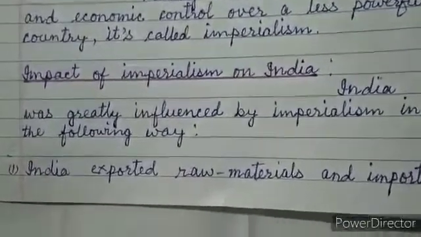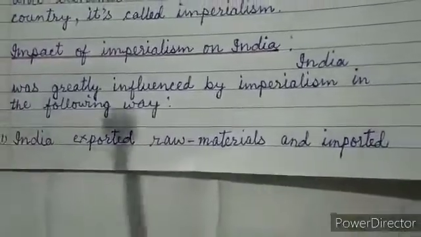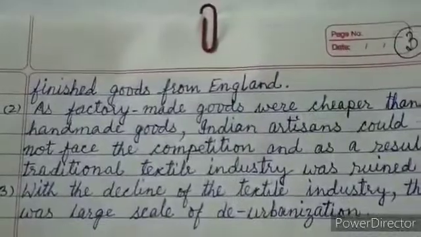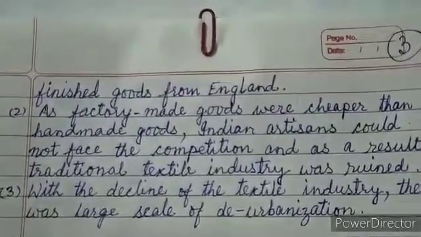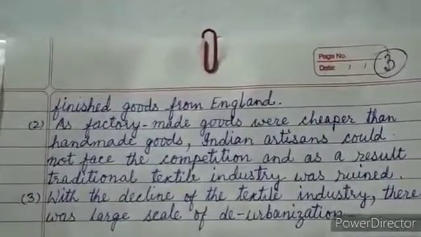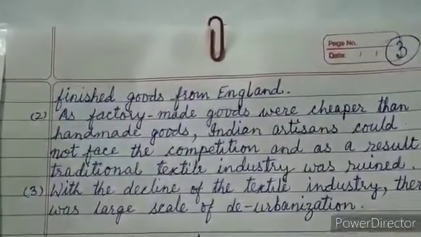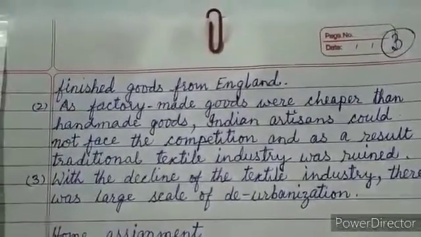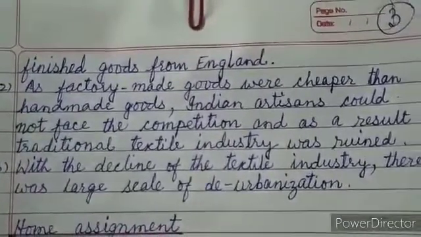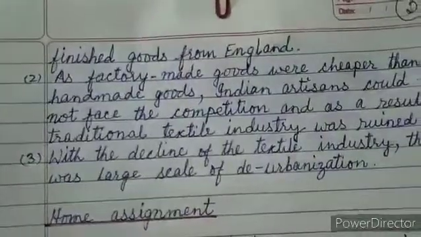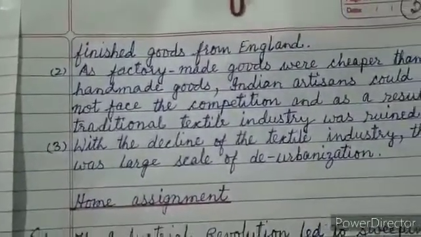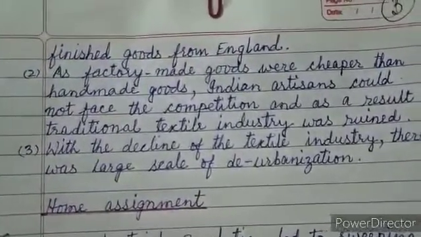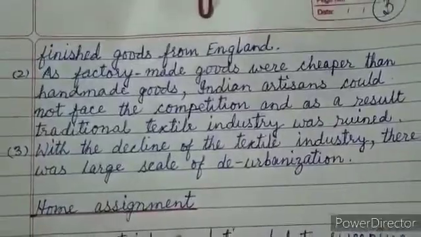Firstly, India exported raw materials and imported finished goods from England. Second, as factory-made goods were cheaper than handmade goods, Indian artisans could not face the competition, and as a result, the traditional textile industry was ruined. Third, with the decline of the textile industry, there was large scale deurbanization. Deurbanization means people leaving the cities and towns where they were living and going elsewhere to find jobs.